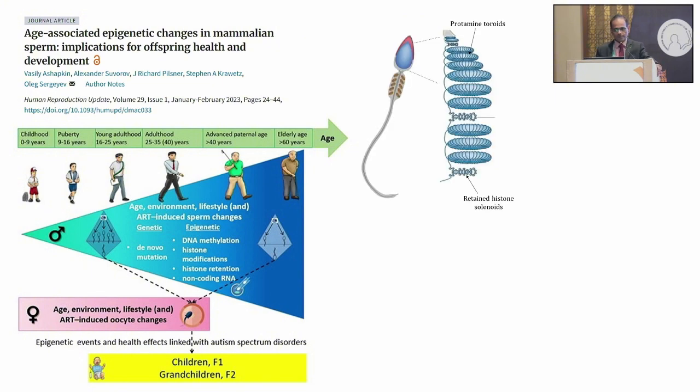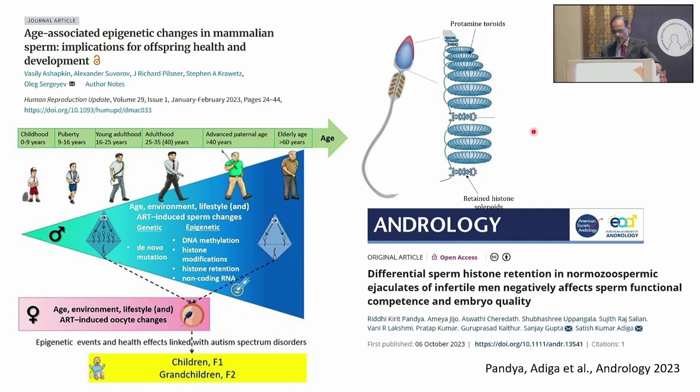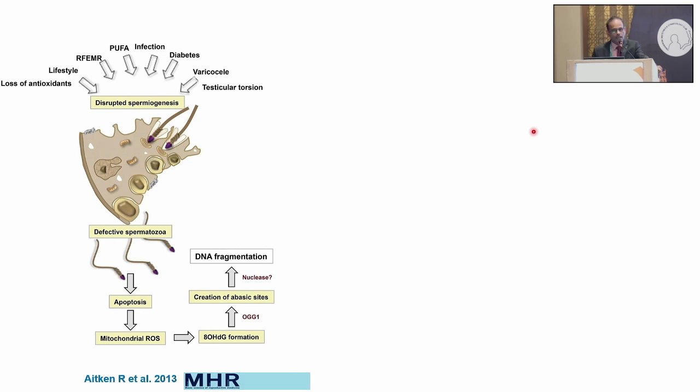Sperm structure is very unique. As you see here, the sperm has a very unique chromatin. We call it protamine, and the small structures are the histones. The protamines are very important because they help in condensation of the chromatin and also for fertilization. The histones should be completely replaced by protamines in sperm. If the histone is not completely replaced by protamines, there is a risk of epigenetic errors. In fact, in our own study we have shown that retention of histone in the sperm in normospermic ejaculate, which we call maybe idiopathic infertility, can negatively influence the functional competence and the embryo quality.